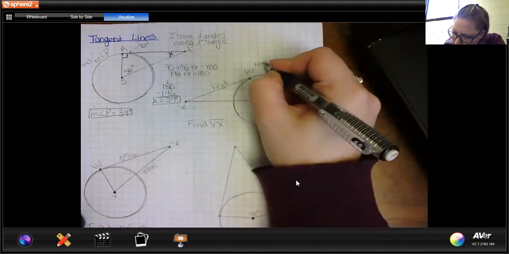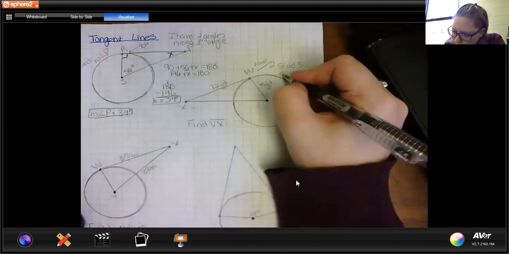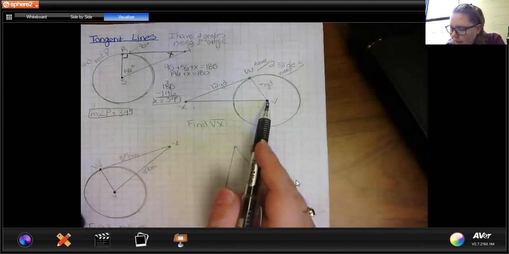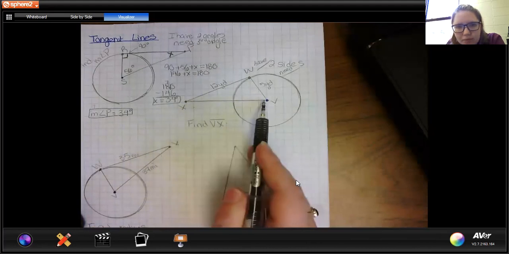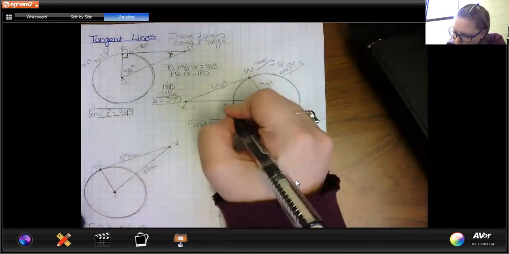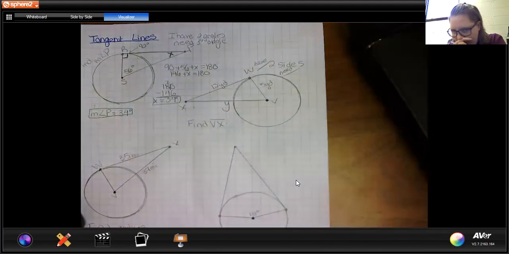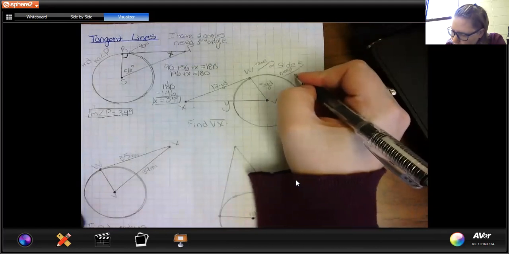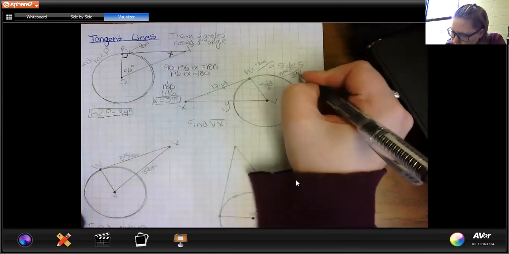So I have two sides, and what I need... it says find Vx. Well, Vx is right down here. And because I used X as one of the points on the circle, I'm going to use Y as the variable. Okay, so I need the third side.